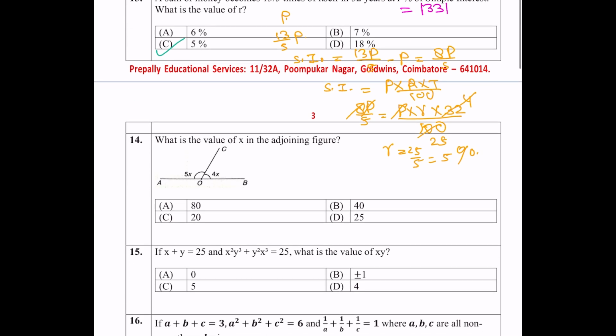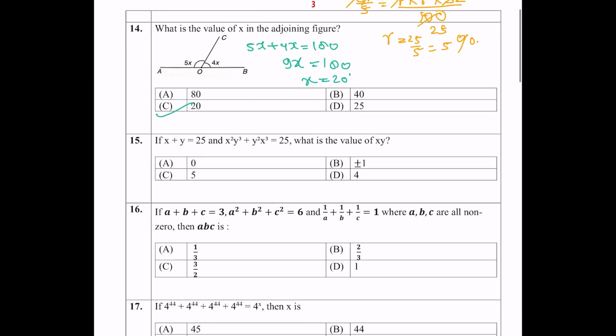Now in this figure, this is a line, and these angles form a linear pair. Linear pair means their sum is 180. So we can write 5x plus 4x is equal to 180. So we get 9x is equal to 180. It means x is equal to 20 degrees. So option C is the correct one.